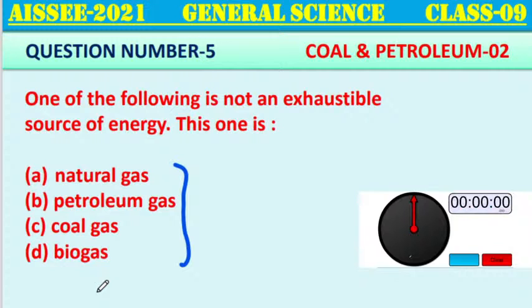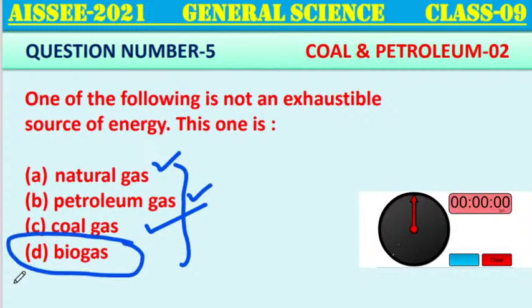It will not finish. Natural gas is a fossil fuel, petroleum gas is also a fossil fuel, coal gas is also a fossil fuel. Biogas is not a fossil fuel. It is made from cow dung and all the waste products, agriculture waste. So it will not finish. The correct answer is D, biogas. Biogas is not an exhaustible source of energy.